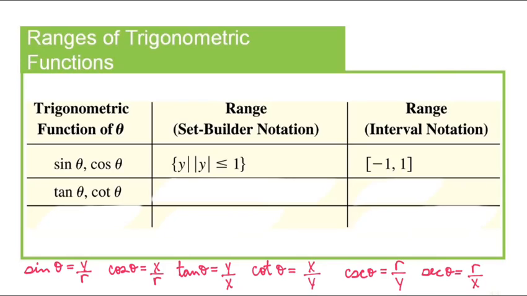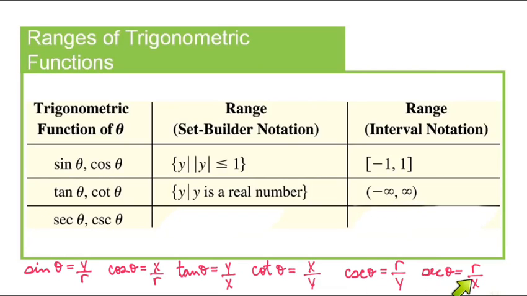And that means that our function values for tangent and cotangent can be anything as long as they're real numbers, no imaginary numbers. And in interval notation, we would say anything from -infinity to +infinity. So all the numbers. Now secant and cosecant, if you look here at these definitions, now r is on top.